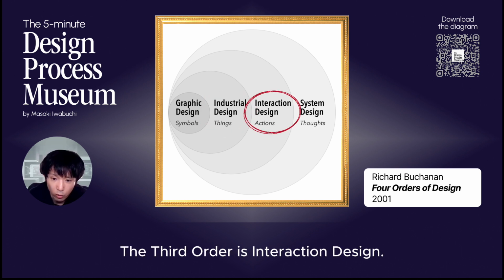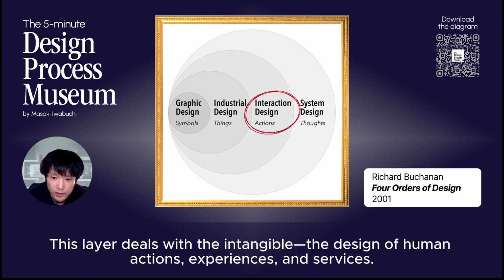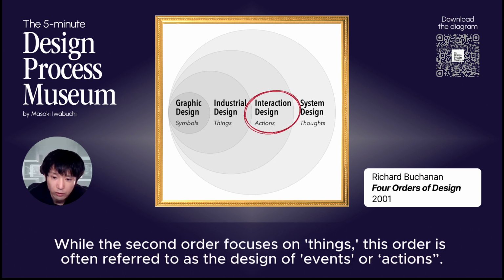The third order is interaction design. This layer deals with the intangible, the design of human actions, experiences, and services, while the second order focused on things. This order is often referred to as a design of events or actions.